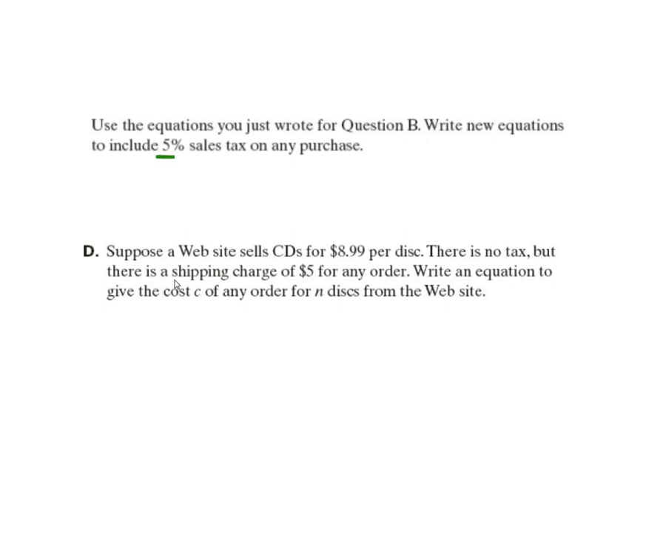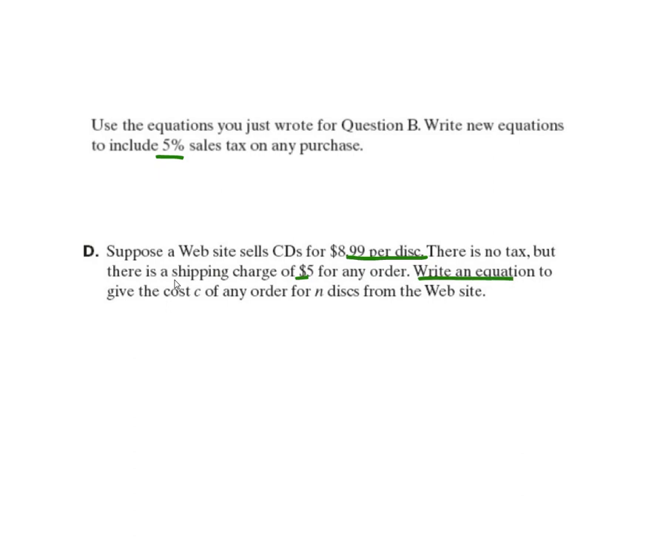On the back of the handout, use the equations you just wrote for question B. Write new equations to include 5% sales tax. I'm going to send you a video that actually explains how to find sales tax, so that you can refer to that. And then D, suppose a website sells for $8.99 per disc. There is no tax, but there is a $5 shipping charge.